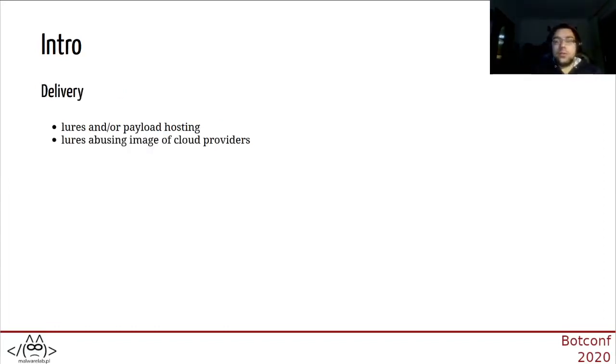I'll talk a little bit more about delivery. In this step, actors can use cloud services, for example, for hosting their stuff, be it code, lures, whatever. But they can also use the image of cloud providers and abuse it to create some sort of trust relationship with the user they want to attack, so the user will be more inclined to click on the link, for example.